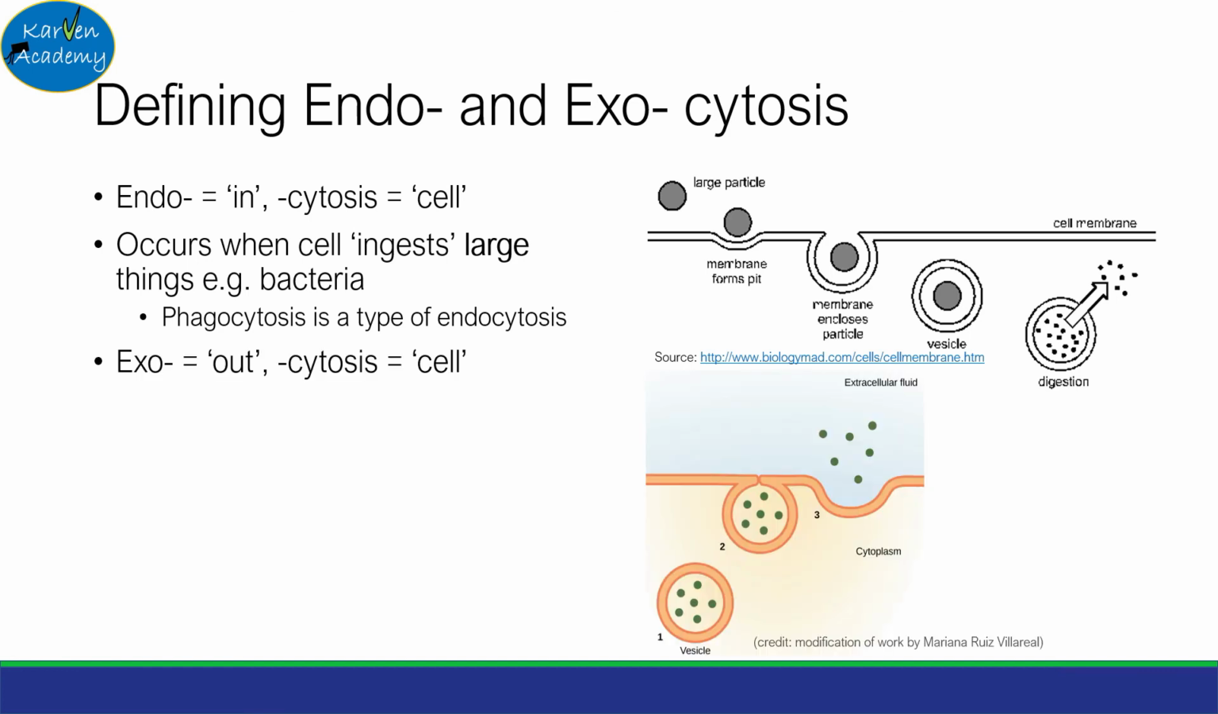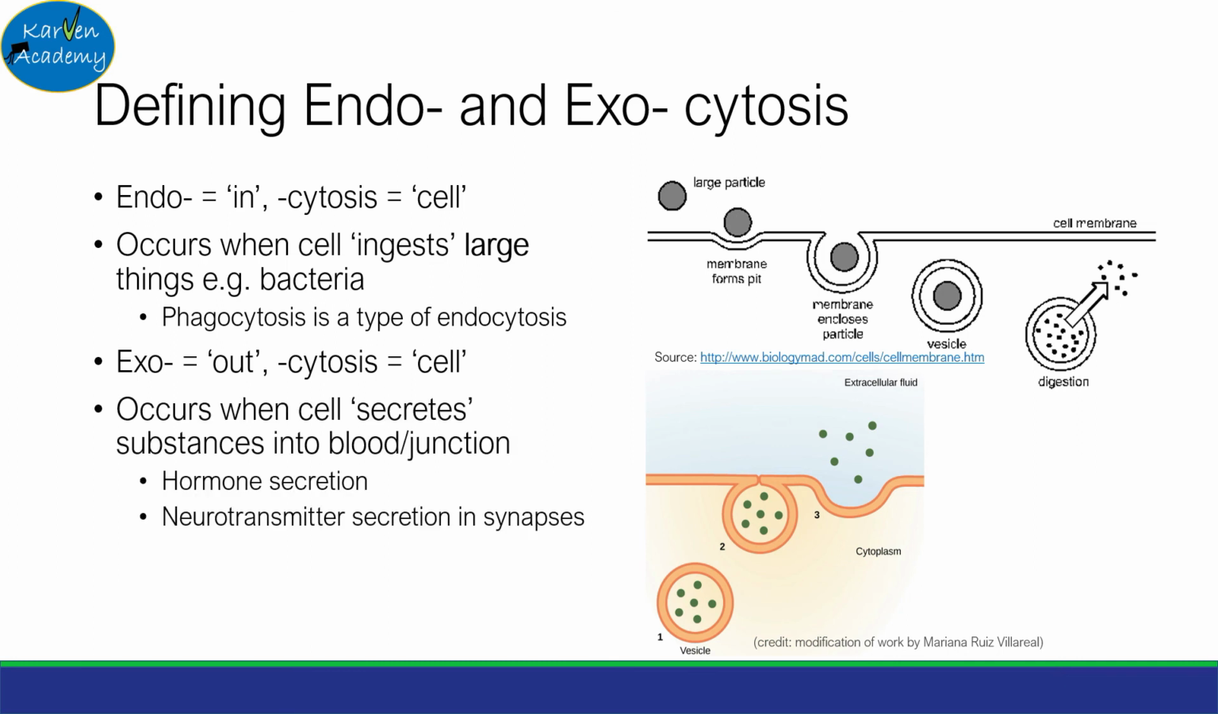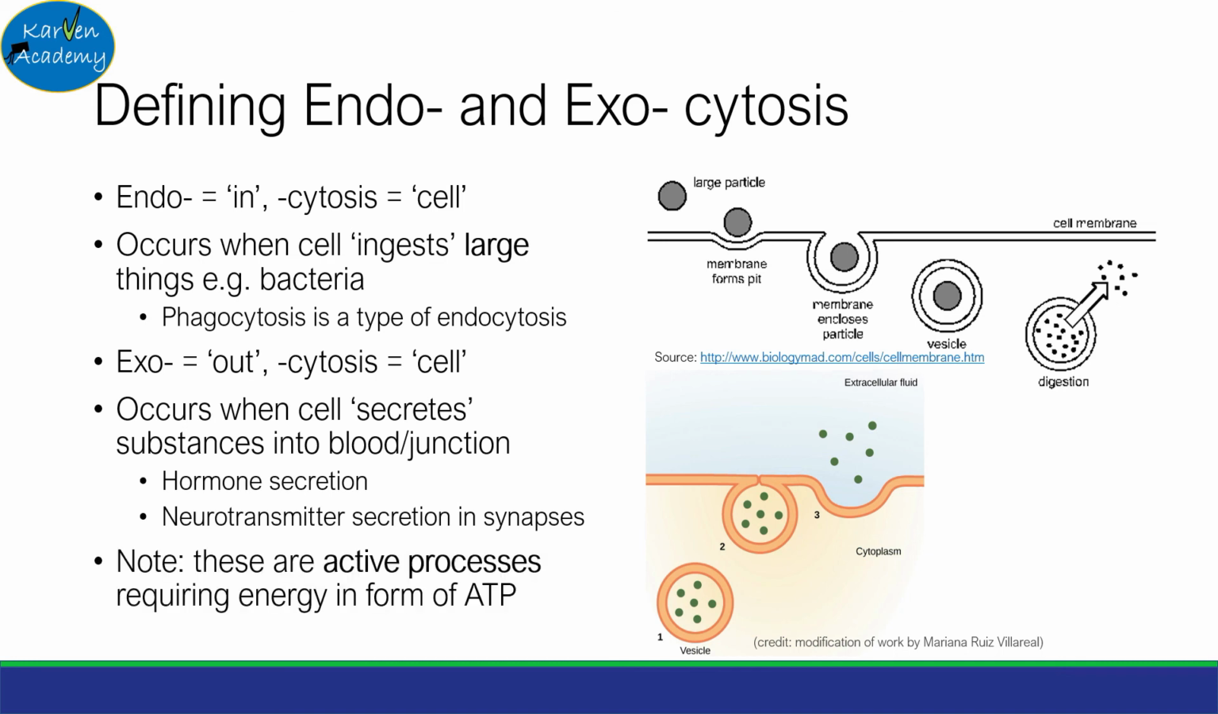Exo means out and cytosis refers to cell again, so exocytosis occurs when cells secrete substances into the blood or to a junction. Usually, cells secrete hormones into the blood and neurotransmitters into junctions called synapses. Note that endocytosis and exocytosis are active processes, so they require energy in the form of ATP. Endo and exocytosis allow mass transport.